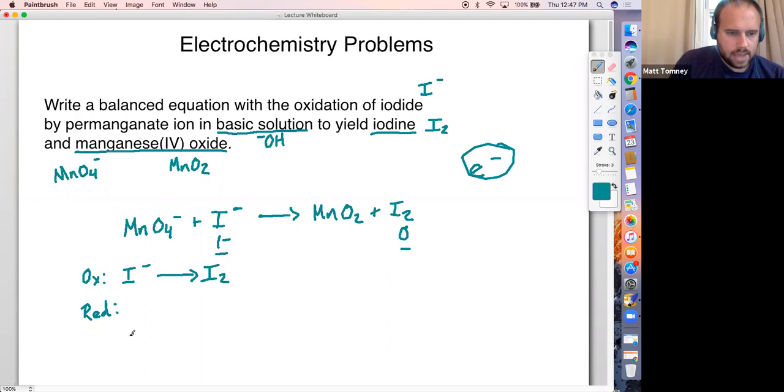That means the reduction, and I'm not going to force you right now to go through the oxidation numbers, but you should be able to do that for the manganese and see that manganese is the reduction portion here, it's going to gain. We have MnO4 minus going to the manganese oxide. These are the half reactions.